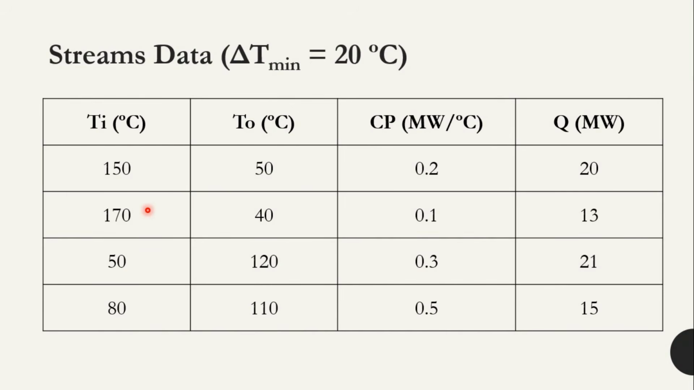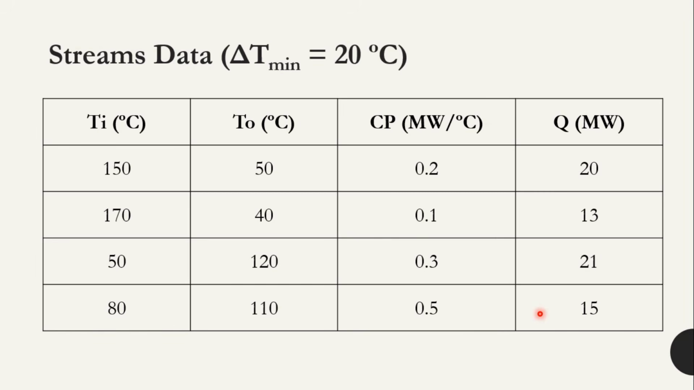So for today's system, we have been given the stream data, and the value for delta T minimum for today's lecture is 20 degrees centigrade. We have two hot streams and two cold streams. The first hot stream is from 150 to 50 degrees centigrade with the Cp of 0.2 megawatt per degree centigrade, and the total heat load is 20 megawatt. For the second hot stream, 170 to 40 degrees centigrade, the total load is 13 megawatt. The third stream, which is a cold stream, goes from 50 to 120 degrees centigrade, with a total heat load of 21 megawatt. The fourth stream, from 80 to 110, which is obviously a cold stream, has a total heat load of 15 megawatt.